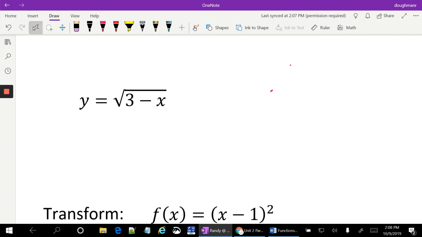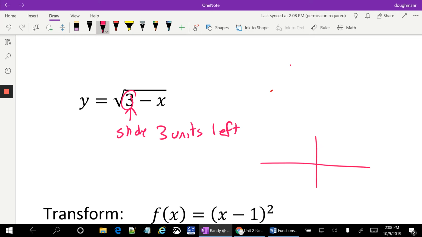Now this is a little tricky. Now do things in order. I don't see any parentheses, so I'm just going to charge on. When I add 3 to the input, okay, now that's a slide 3 units left. All right, so the graph is actually going to look a little like this. You know, we started off, that's y equals x. So moving to the left is going to move it here.